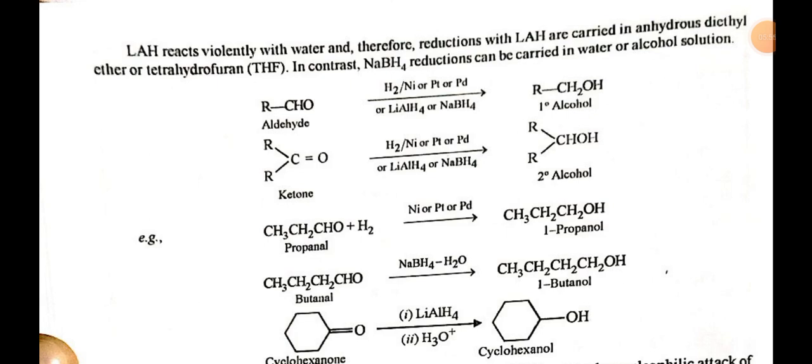LAH reacts violently with water and therefore reductions with LAH are carried out in anhydrous diethyl ether or tetrahydrofuran, which is a nonpolar solvent. In contrast, NaBH4 reductions can be carried out in water or alcoholic solution. When you see this reaction in which aldehyde is reacting with hydrogen in the presence of nickel or platinum or palladium or lithium aluminum hydride or NaBH4, it gives primary alcohol. When ketone reacts with the same reagents, it gives secondary alcohol. And when propanal reacts with these reagents, it gives propanol. When butanal reacts, it gives butanol respectively. Cyclohexanone gives cyclohexanol respectively.